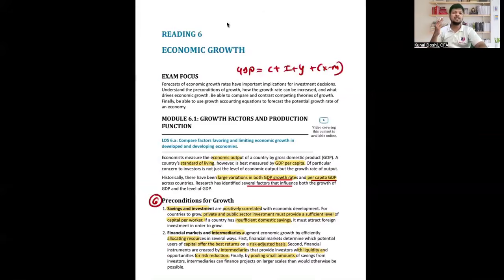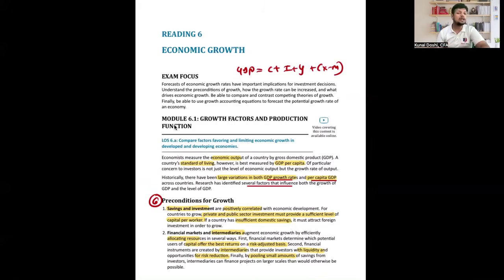Everyone with me? A very lengthy topic, but it's okay. Only one topic is the bigger one. The rest is economic growth, which is relatively small in size. All right, understood the currency part? Okay. Now, coming to this topic of economic growth.